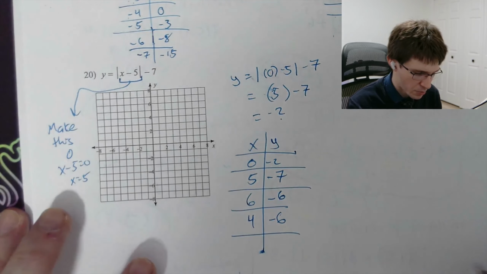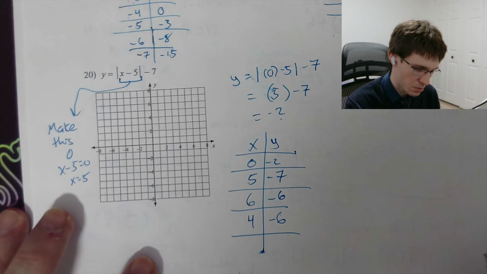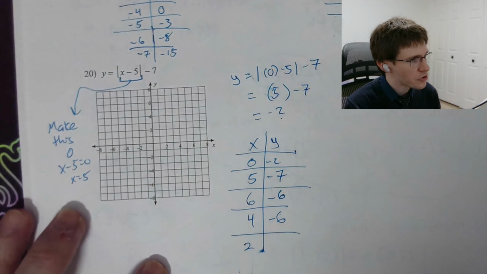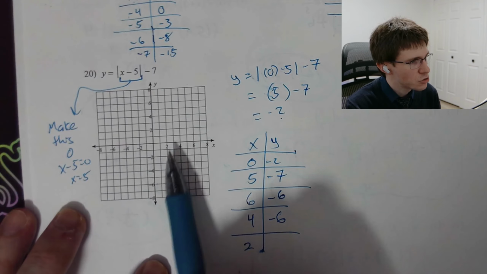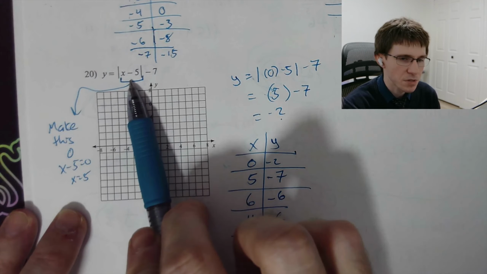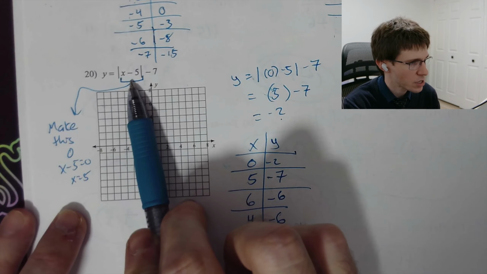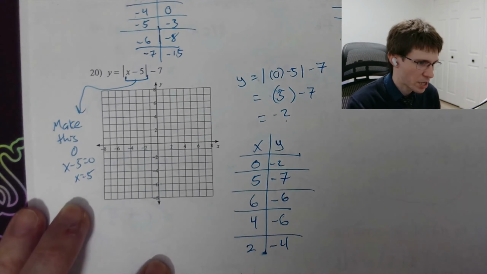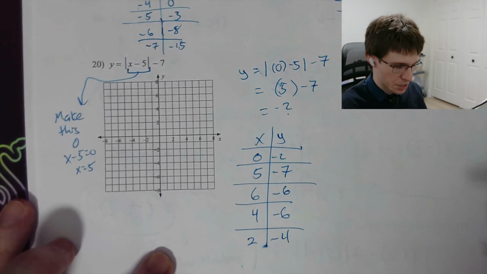For one more dot, I'm required to have one more dot for full credit in my own class. So I don't know, I'll plug in 2. How about a 2? We plug in 2 there. 2 minus 5 is -3. Absolute value of -3 is +3. 3 minus 7 is -4. Now we have 5 dots. We play connect the dots, and we are all done.